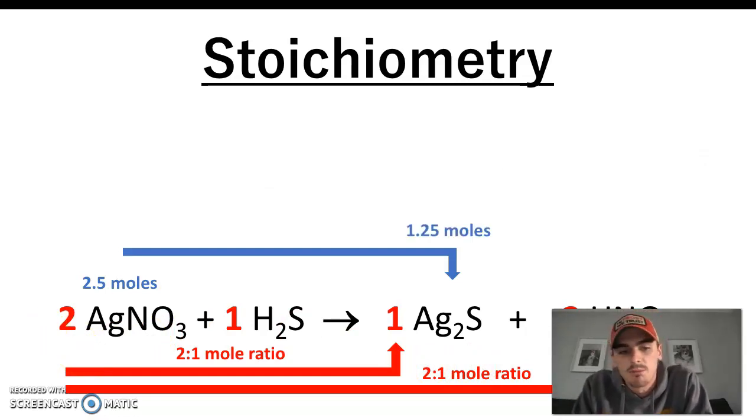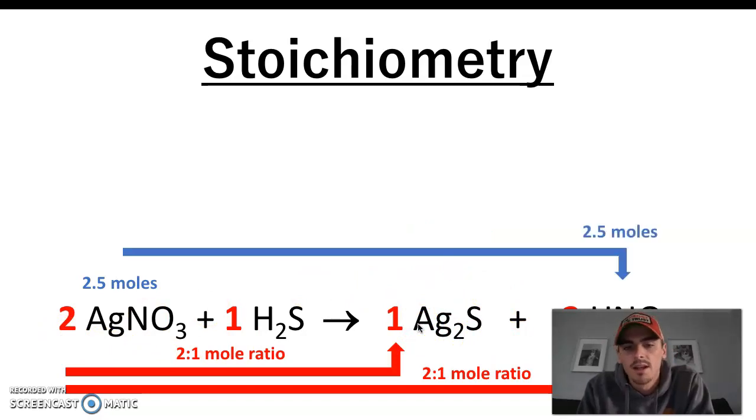An example problem would be if I had 2.5 moles of, let's say, silver nitrate right here, I know that it's half as many because of the 2-to-1 ratio. So if I have 2.5 moles of silver nitrate, I know that I would set up and make that 1.25 moles of silver sulfide because it's a 2-to-1 ratio, or it's half as much. That's just an easy example problem. Another one, if I have 2.5 moles of just a random amount, let's say, of silver nitrate, I would also make 2.5 moles of nitric acid because it's in that 1-to-1 ratio.